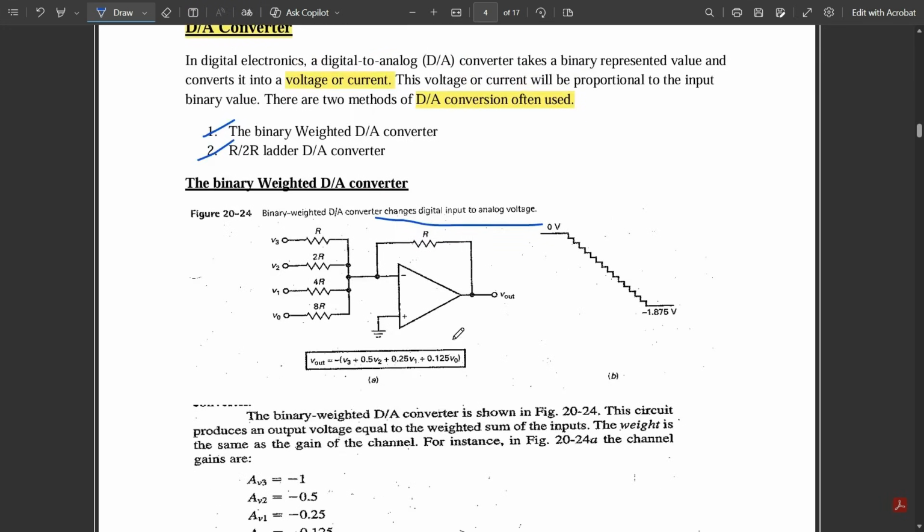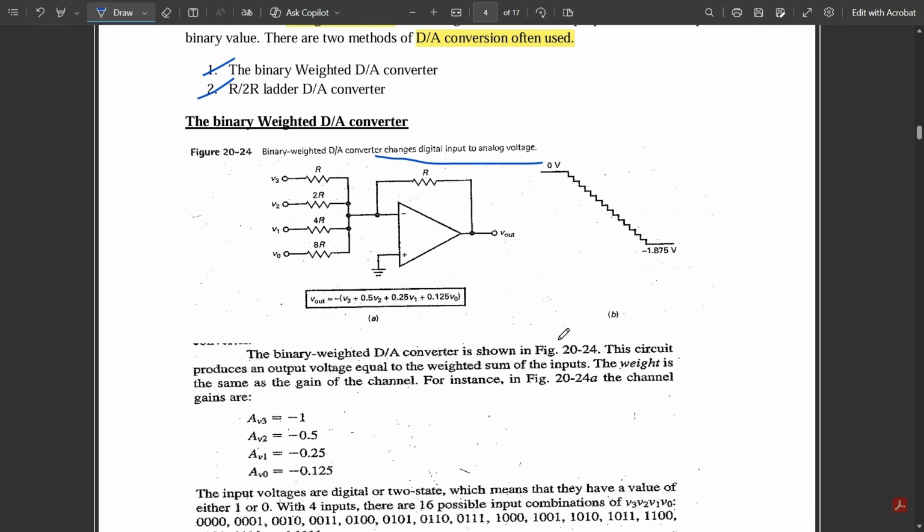You see here, this is the circuit diagram along with the example they have given. Here we have four inputs, v3, v2, v1, v0, and resistors are defined as R, 2R. It doubles at each stage. So you see here it is R, right? Double of R is 2R, then double of 2R is 4R, and double of 4R is 8R. For four inputs, they have defined it, and we have one feedback resistor.